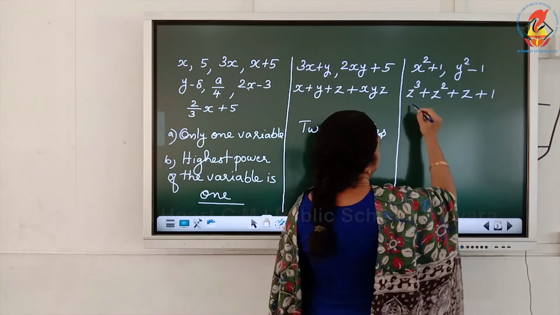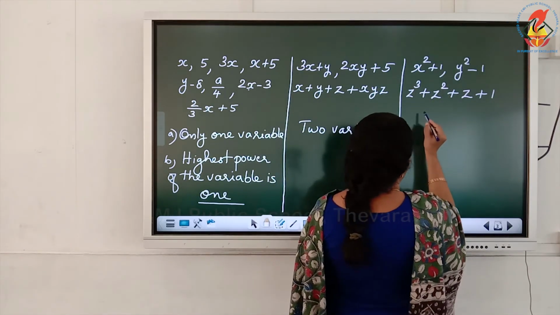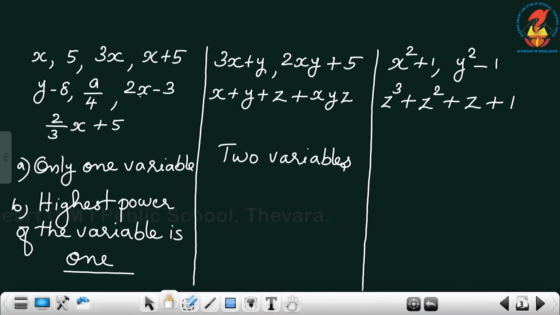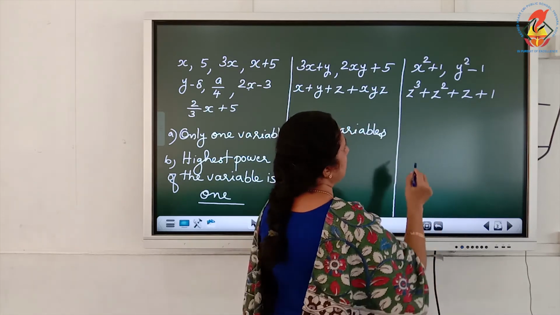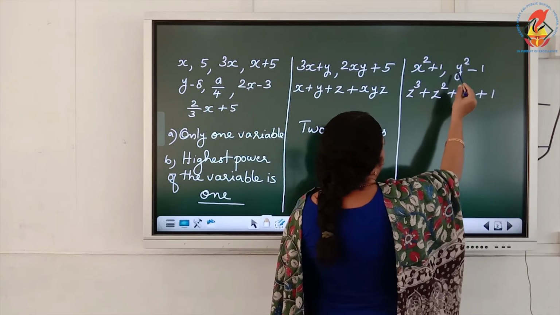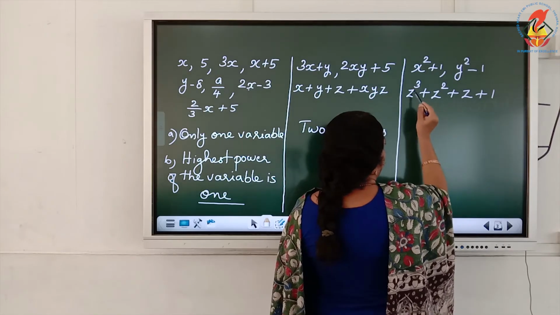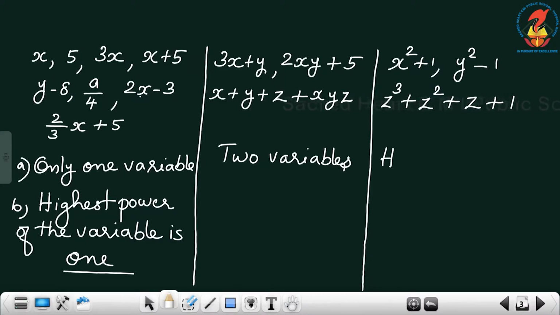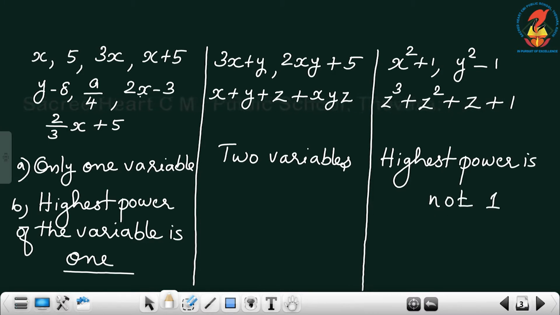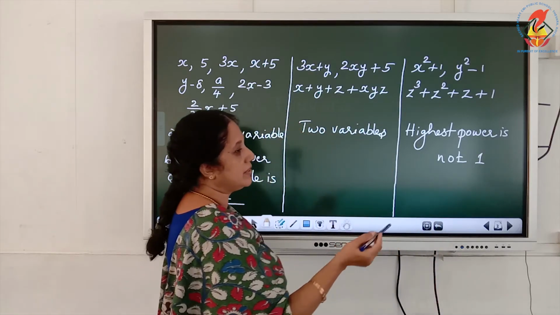Then come here, the third set of algebraic expressions. Here you can see only one variable: x square plus 1, x is the variable; y square minus 1, y is the variable; z cube plus z square plus z plus 1, z is the variable. What about the highest power of the variable? Here the highest power is 2. Here also the highest power is 2. In the third one, the highest power of the variable is 3. The highest power of the variable is not 1. The highest powers of the variables are different.